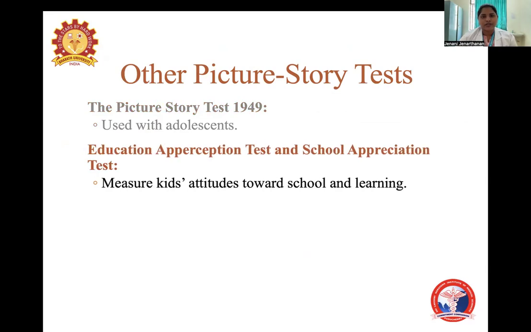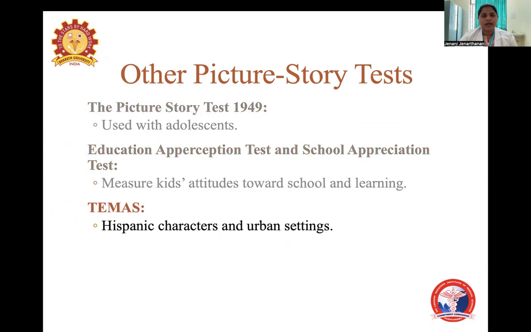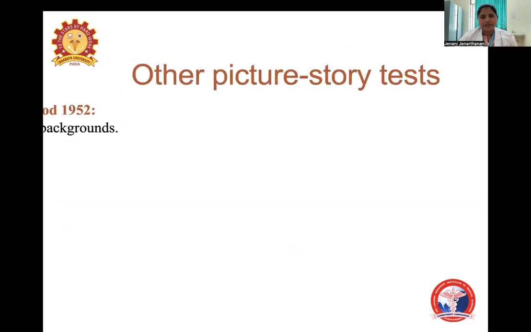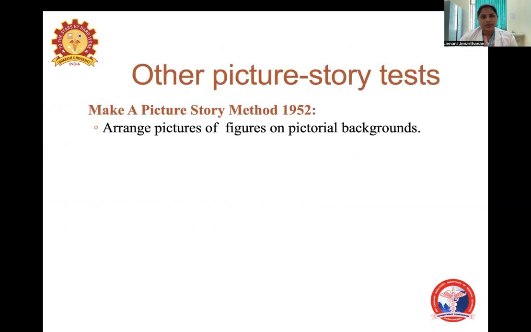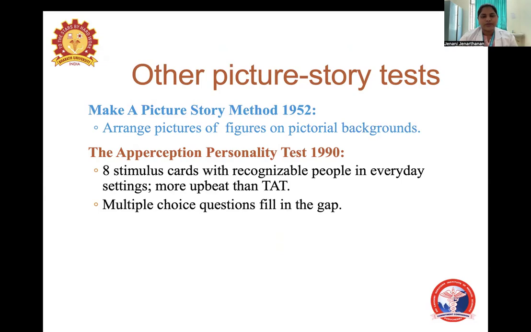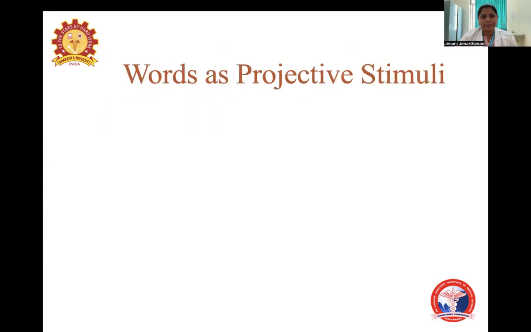Other picture story tests include the Picture Story Test in 1949, used with adolescents; the Education Apperception Test and the School Apperception Test, which measure kids' attitudes towards school and learning; and TEMAS, with Hispanic characters and an urban setting. The Make a Picture Story method in 1952 arranges figures on a pictorial background. The Apperception Personality Test in 1990 uses 8 stimulus cards with recognizable people in everyday settings, more upbeat than the TAT.